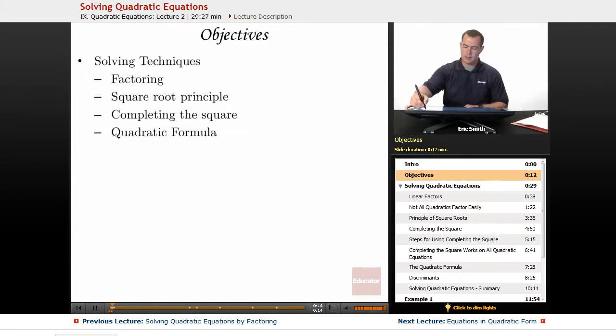Some of these techniques that we've seen before is of course using factoring to solve a quadratic equation. What we're going to add to that is the square root principle, how to complete the square, and everyone's favorite, the quadratic formula.